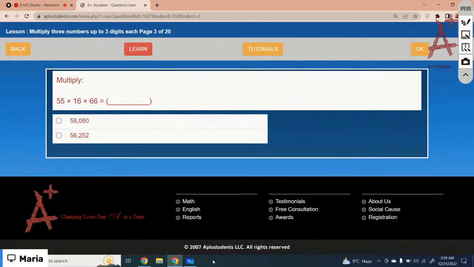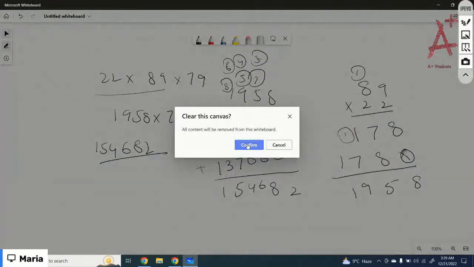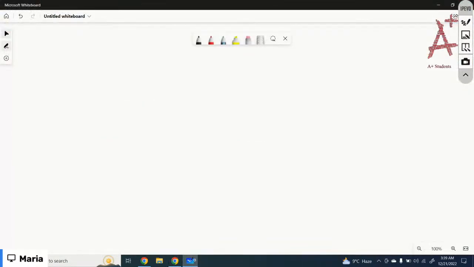Okay, the next one is 55 times 16 times 66. You can multiply these two numbers. Order doesn't matter. Got it? In case of multiplication. So start multiplying 66 times 16. Because it doesn't matter if you multiply the first two numbers or if you multiply 16 times 66. The answer is the same in both cases because order doesn't matter in multiplication.